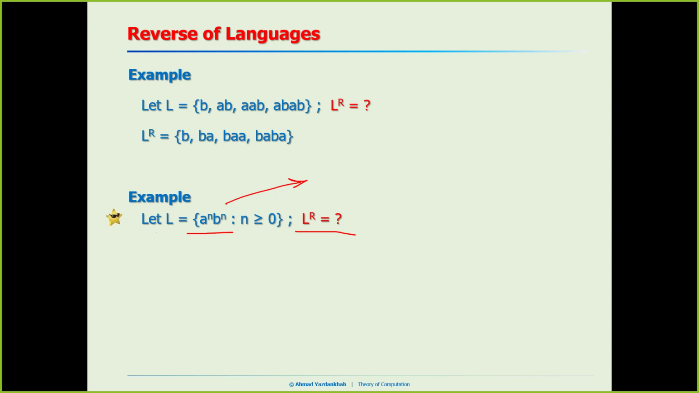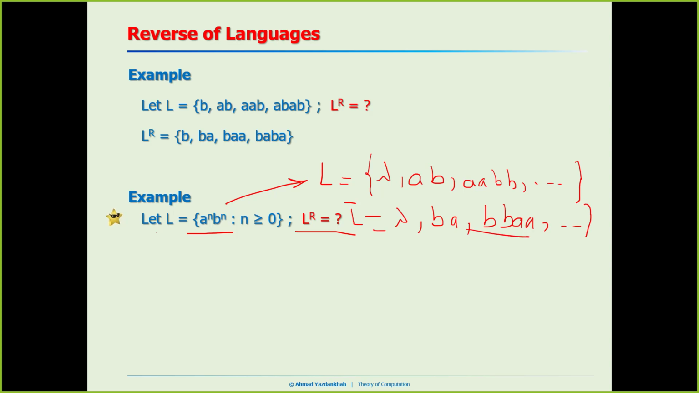Try to enumerate some of the members of this language. For 0, it will be lambda. For 1, it will be AB, and then AABB, and so forth, right? And then figure out the reverse: lambda is lambda, this will be BA, this will be BBAA, and then you will find out the pattern. It will be B to the N, A to the N, such that N is greater than or equal to 0.